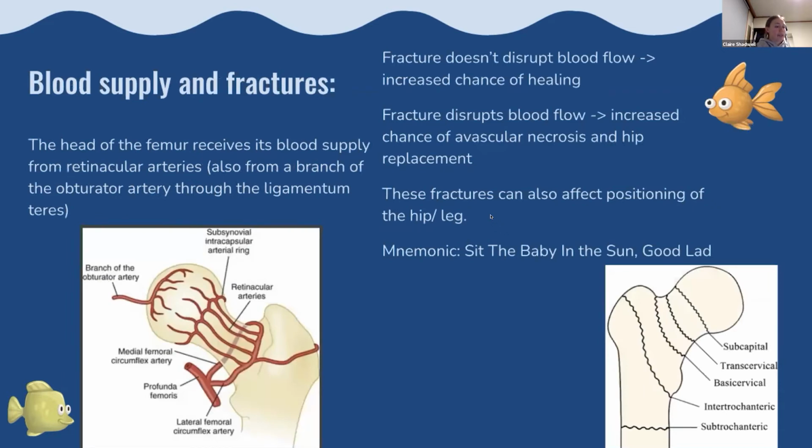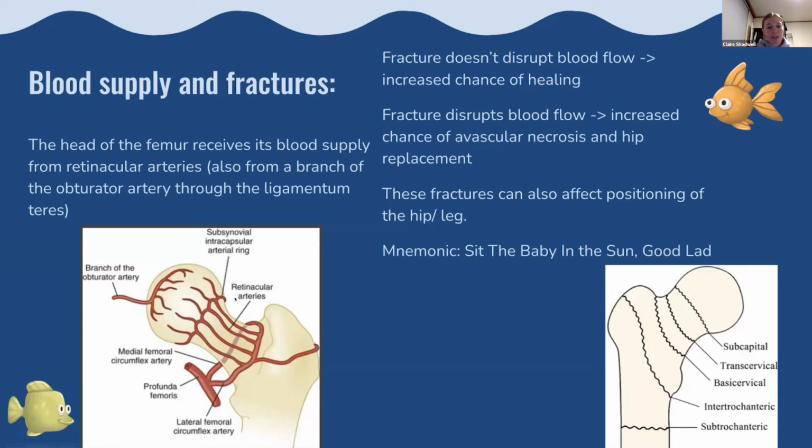Okay, so blood supply and fractures. The main blood supply to your thigh area is via the femoral artery. This branches pretty early on into the deep branch, the profunda, and profunda just means deep. So it's just the deep femoral artery. And these give rise to the lateral and medial circumflex arteries.